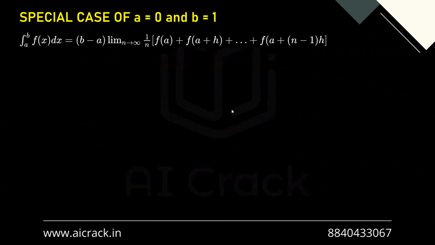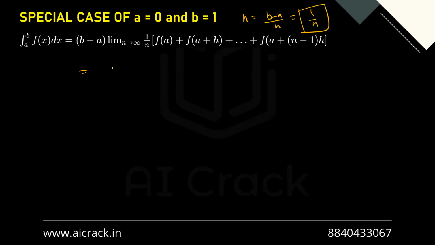Now let's look at one special case where a equals 0 and b equals 1, and we'll further extend it towards b equals any number, but let's start with a equals 0 and b equals 1. Now if I do that, what will be happening? This becomes 1 and this becomes 1 by n. So basically over here h equals b minus a divided by n. But b minus a is 1 only, because b equals 1, a equals 0. So this becomes 1 by n only. So h becomes 1 by n.